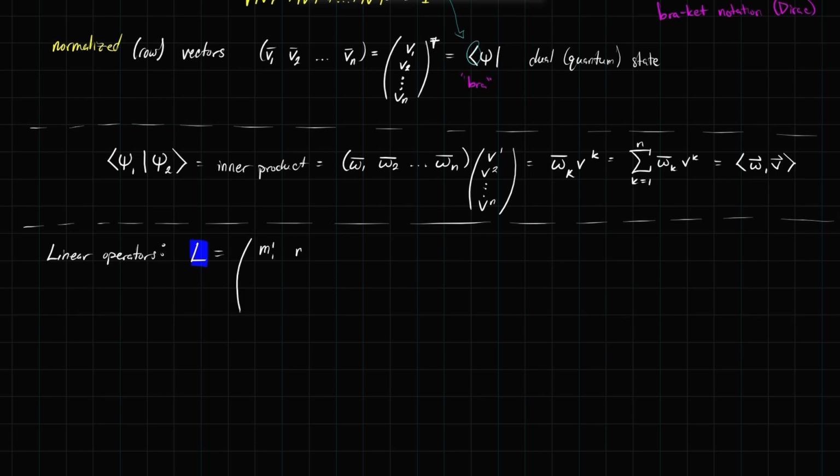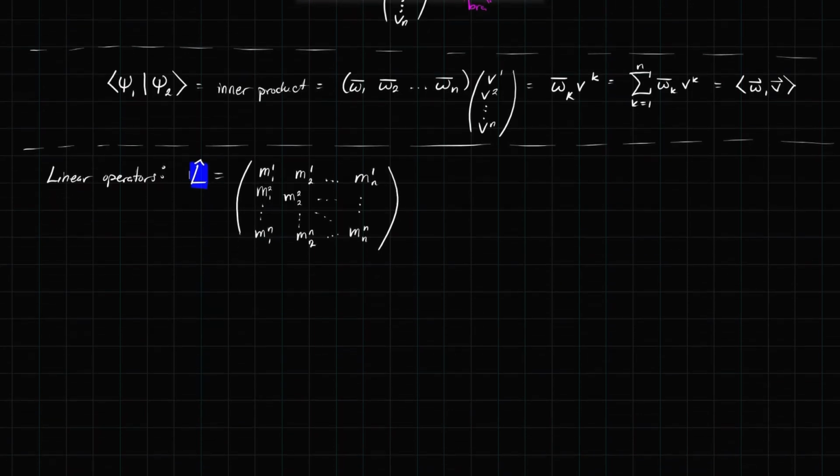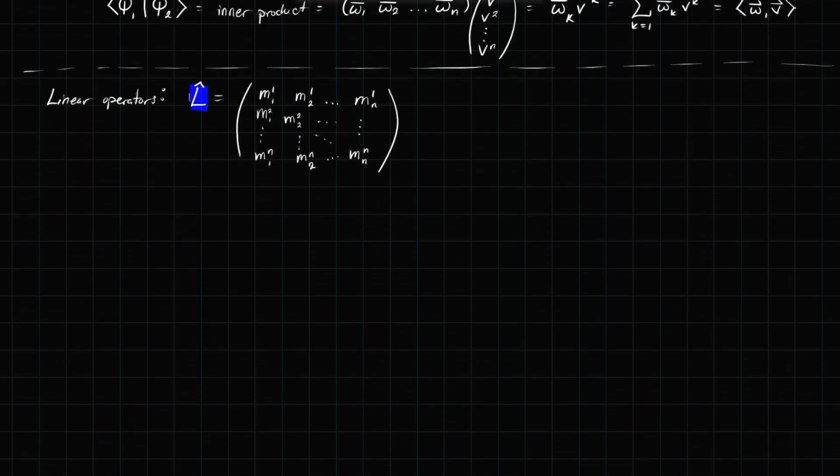So M1,1, M1,2, dot dot dot, M1,N, dot dot dot, M,N,N, dot dot dot, M,N,2, M,N,1, M2,1, dot dot dot, M2,2, dot dot dot. Still matrices. So thankfully those kind of come along for the ride at the same time, except for maybe sometimes in quantum mechanics they like to put little hats on operators. So you may gain a hat just for fun in linear algebra.